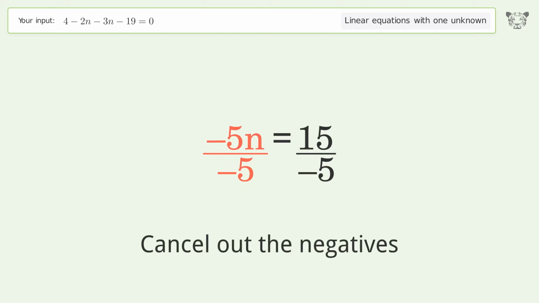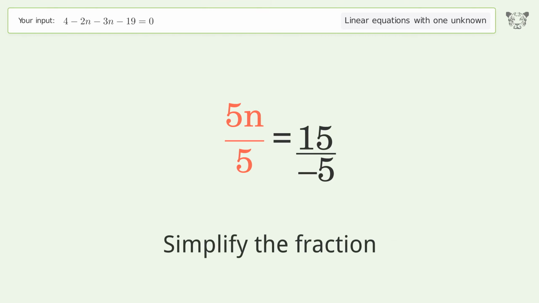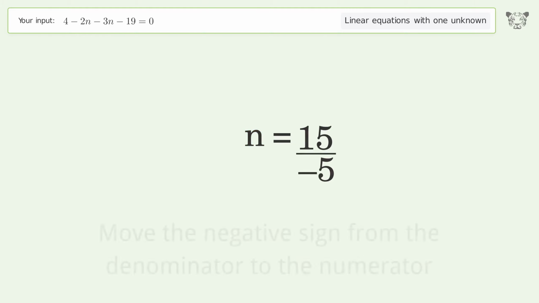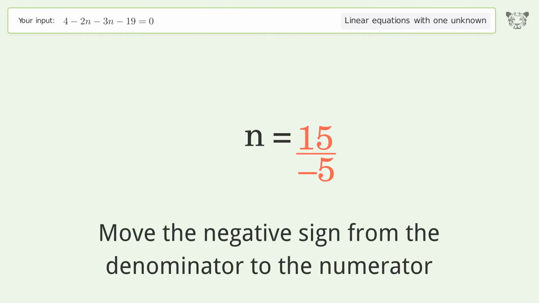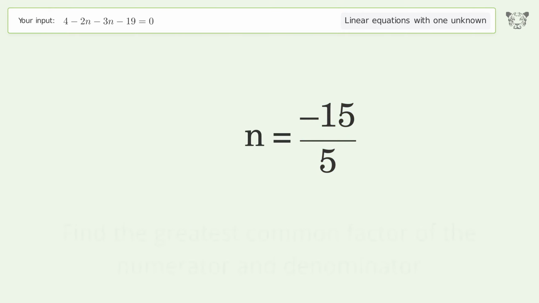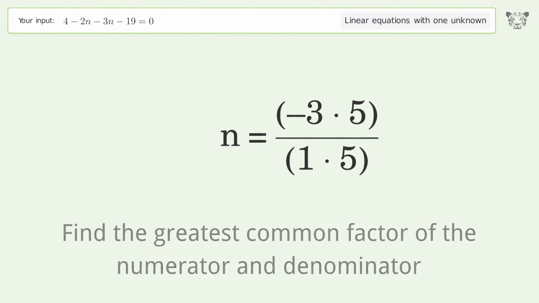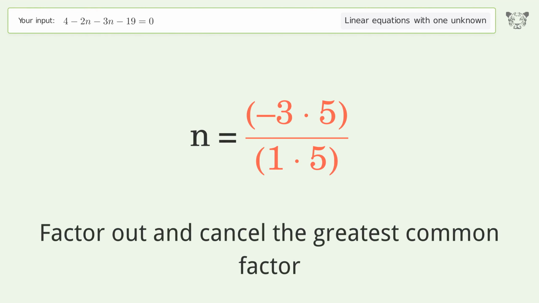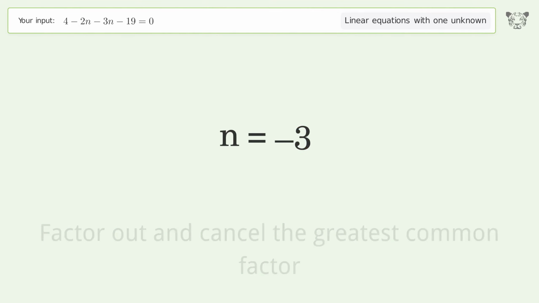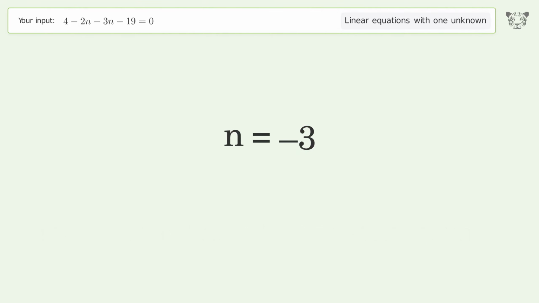Cancel out the negatives. Simplify the fraction. Move the negative sign from the denominator to the numerator. Find the greatest common factor of the numerator and denominator. Factor out and cancel the greatest common factor. And so the final result is n equals -3.